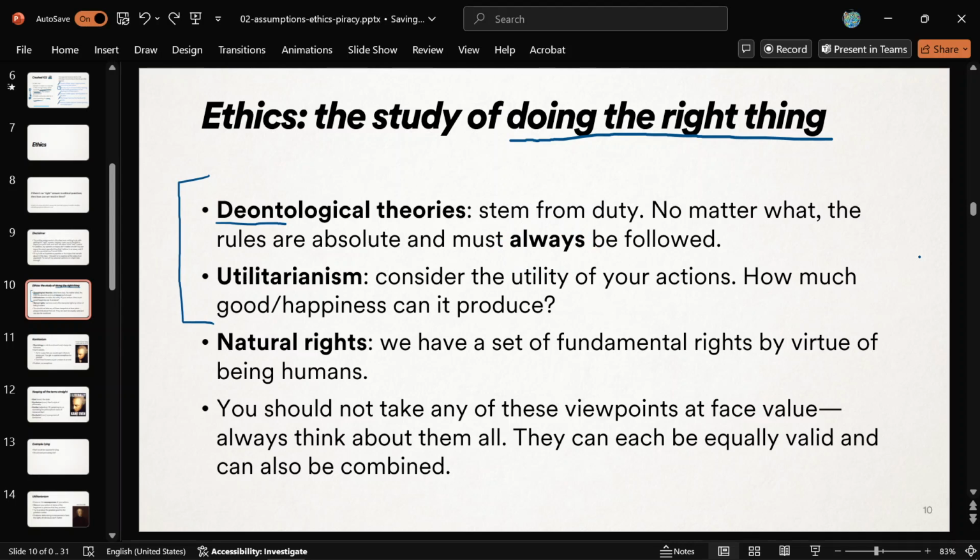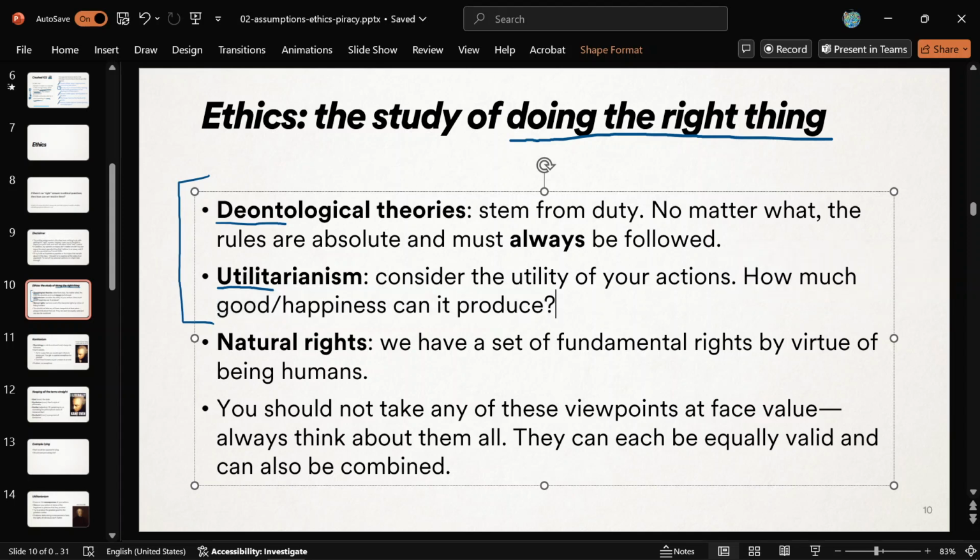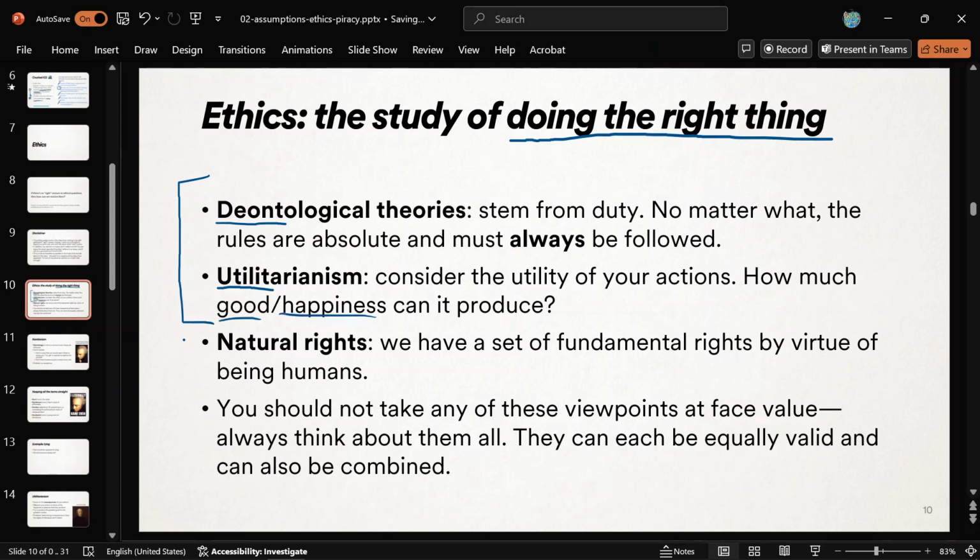And then there's also a theory called utilitarianism, which maybe we've learned about in a history class or something like that. Utilitarianism comes from the root utility, so you consider the utility of your actions. How much good is it if I do thing A versus not doing thing A? I need to weigh the world, essentially. How good is it if I do the thing? How good is it if I don't do the thing? Which way tips the balance? How much good, pleasure, happiness can this thing produce if I do it? Those are different synonyms for utility. So those are two of them.